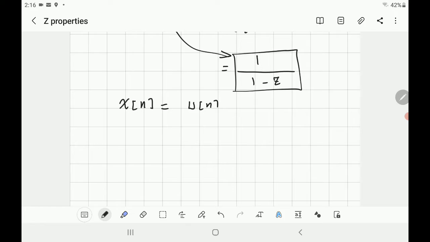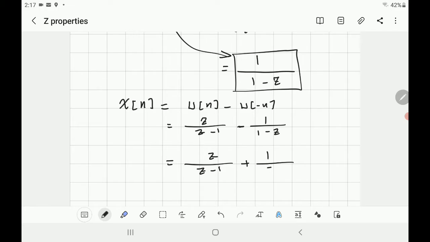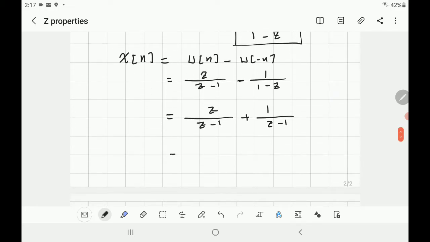If you want to continue and finish the problem, let's write x of n equal to u of n minus u of minus n. The first one is equal to z over z minus 1, and the second one, which we just got, is 1 over 1 minus z. To simplify it, you can change the sign of the second term, multiplying, so you have positive 1 over z minus 1. Now we have a common denominator, z minus 1, and the top will be z plus 1, and we are done with the problem. So that's how you find the transform of this function.